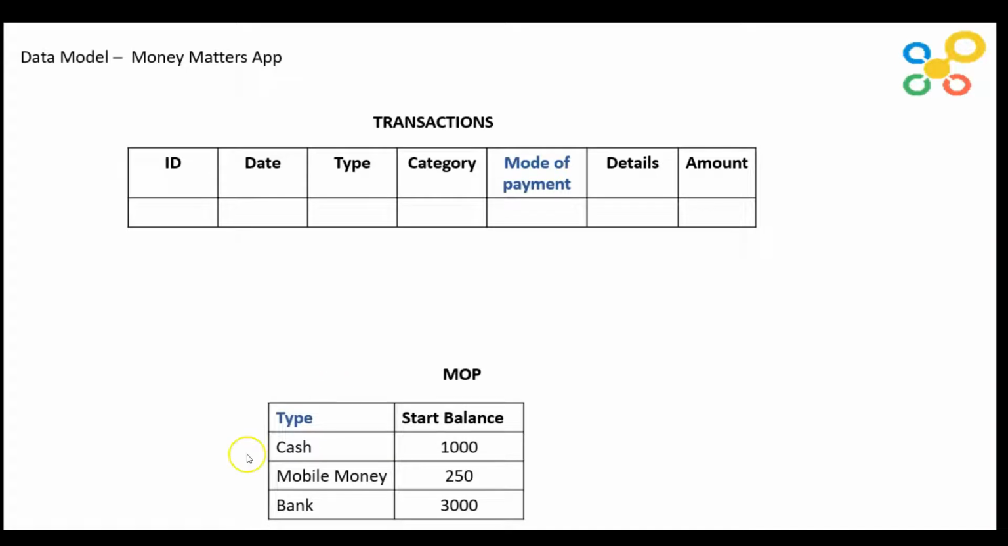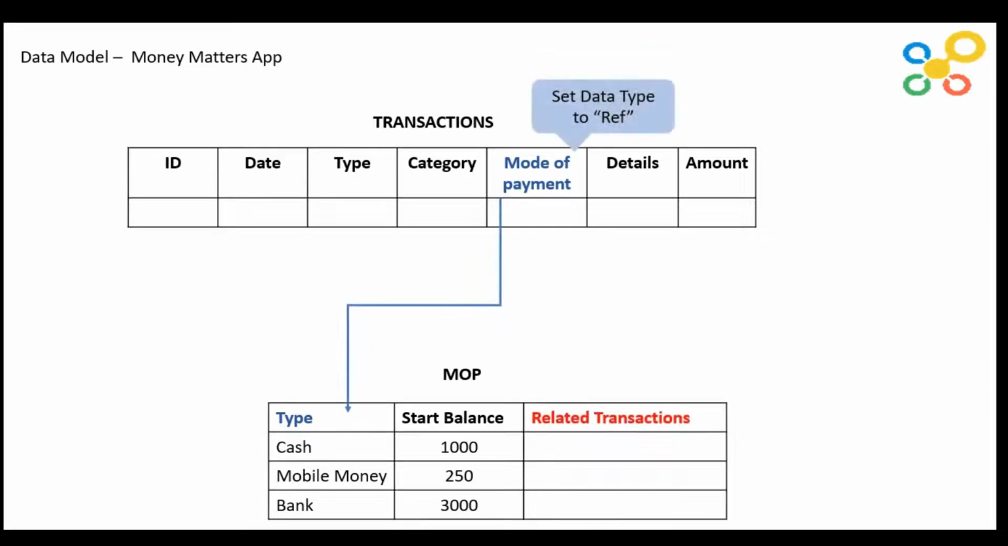Now basically we are going to start with the various modes of payment as cash, mobile money, and bank, and we're going to state maybe the starting balance. So we are starting with 1,000 for cash, 250 for mobile money, and 3,000 for bank. So that's our start balance dimension table. Now to create a relationship between these two tables, all you need to do is to set the data type of the mode of payment in AppSheet, that's in the transaction table, as ref.